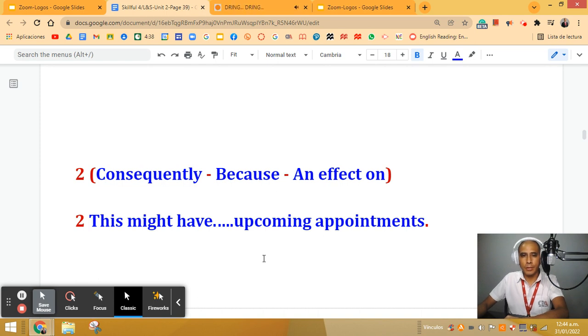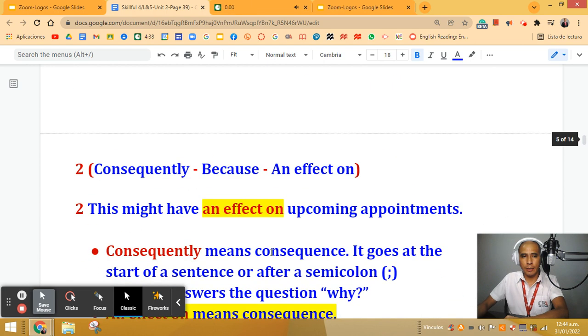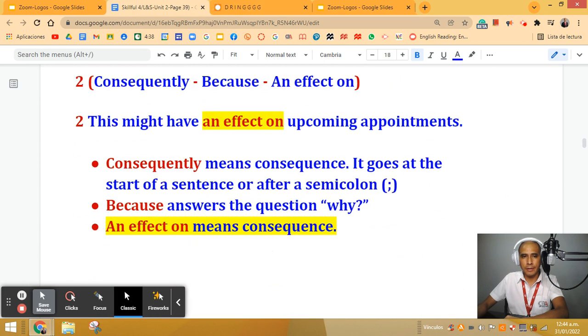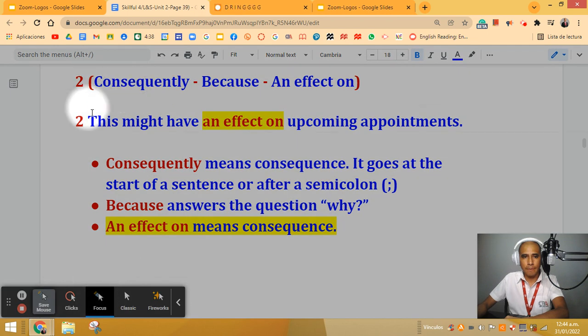Okay, as you can see, time is up. Now we're going to analyze exercise number two. Let's see, what do we have here? Here, the correct answer is this might have an effect on upcoming appointments.